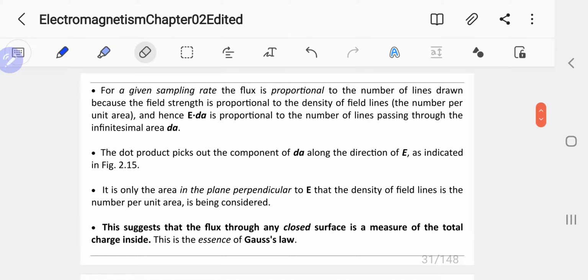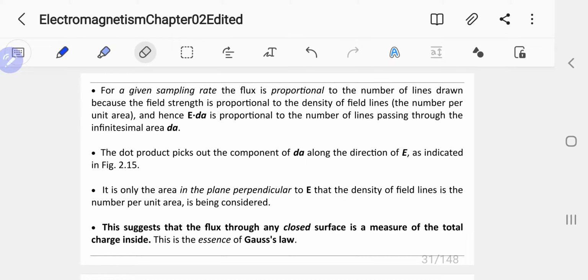If you have a greater concentration of field lines, then the flux would be greater. That means if you have a stronger electric field, then the flux would also be higher. And if you have a surface area that is twice as big as another area, then the flux through that area would also be greater, because it's proportional to both the electric field and the area.